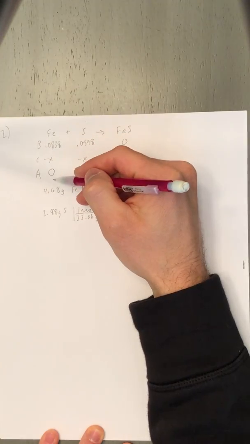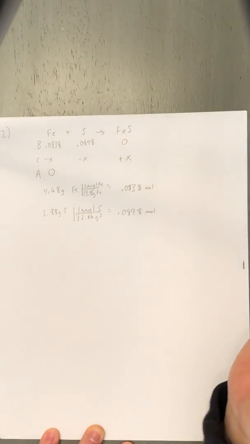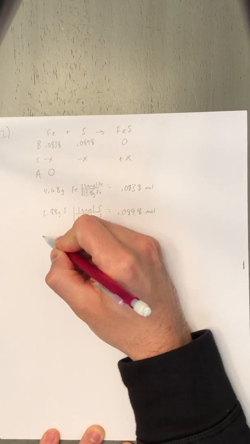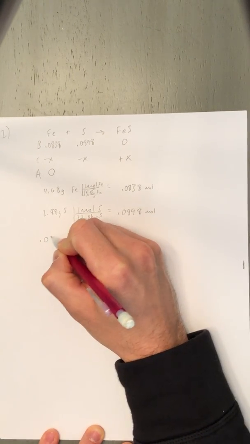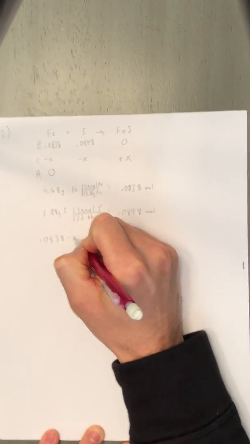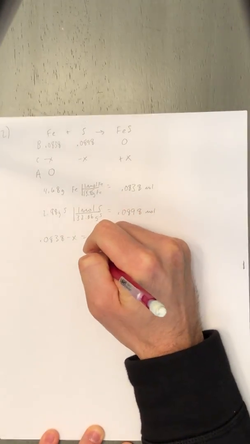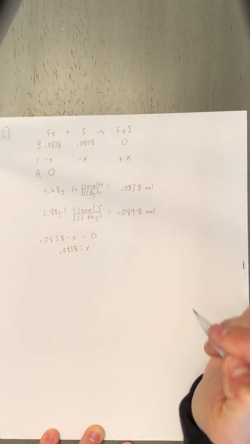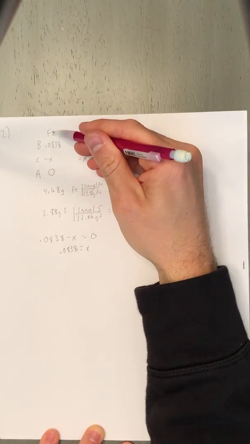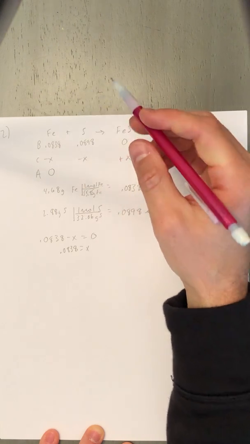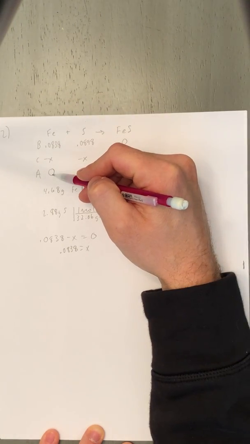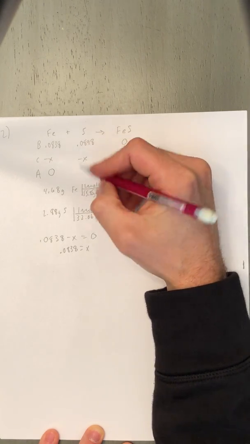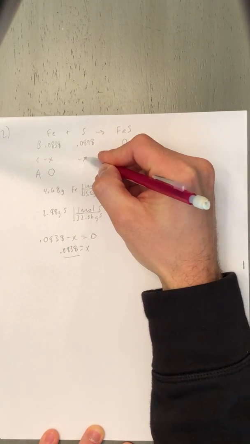And so because this column is completely filled in, we can now solve this for x. And I can say that 0.0838 minus x equals 0. We know that x equals 0.0838. And now, so we think that this is the limiting reactant. Remember, limiting reactant is the one that goes to 0, the one that we run out of. To double check it, all we're going to do is we're going to plug x, what we got here, back in.